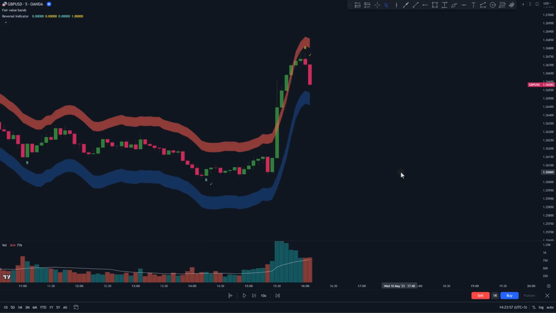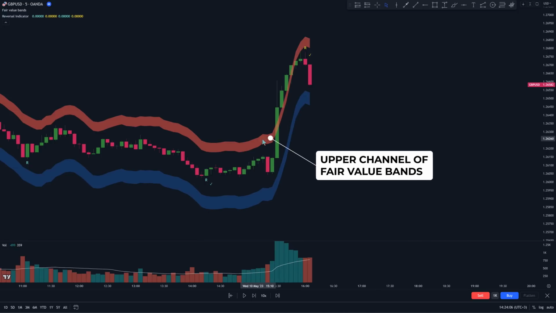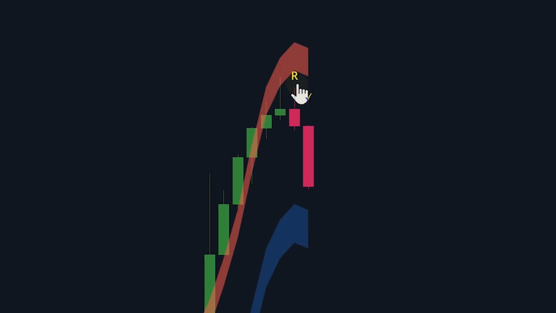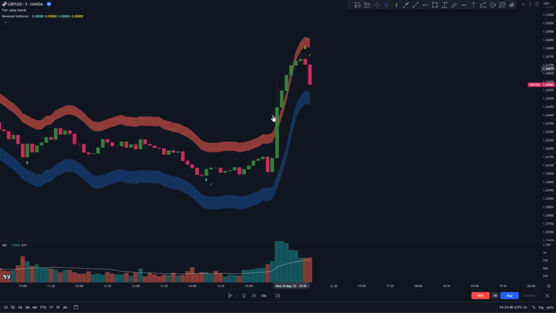Now, to take a short trade, first, the price must pull back into or touch the upper channel of the fair value bands indicator. This indicates the beginning of an end of this short-term bullish trend. Second, the reversal indicator should print a yellow R label followed by a check mark. This indicates a trend reversal, the end of this bullish trend, and the beginning of a new bearish trend. This becomes our entry signal candle.